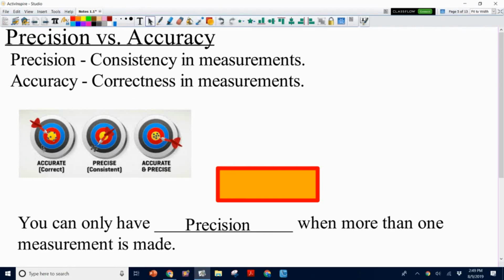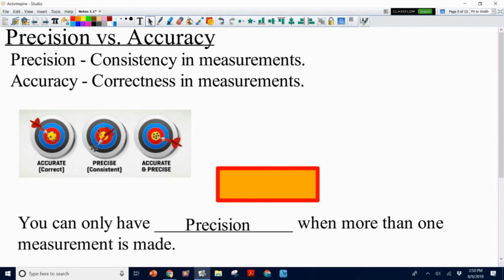So many times what they use for this example is a target here. So accurate, you always want to hit the target in the bullseye in the center. So if you throw darts and you've thrown 7 darts here, you can see that all 7 of these landed somewhere around the bullseye, either in or touching the bullseye. So that would be accurate.